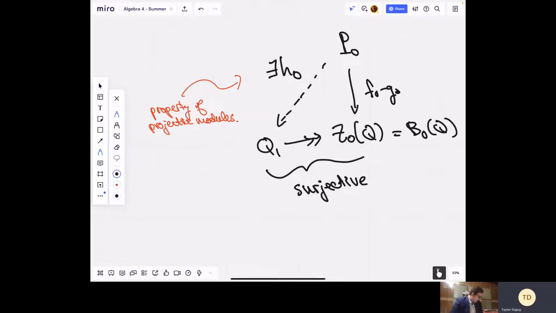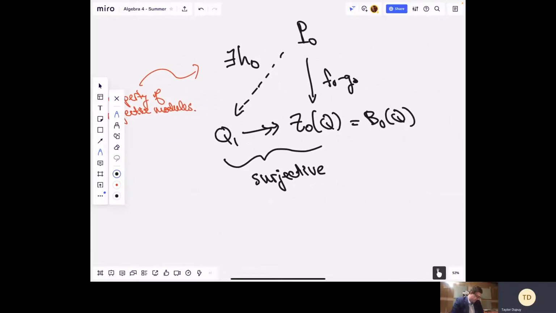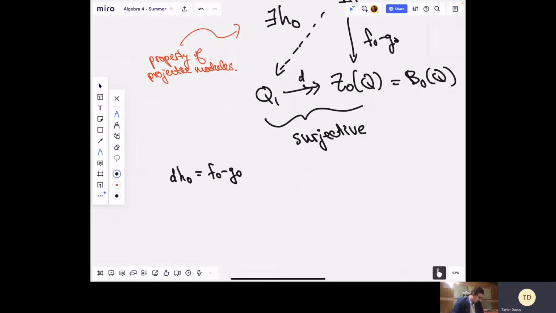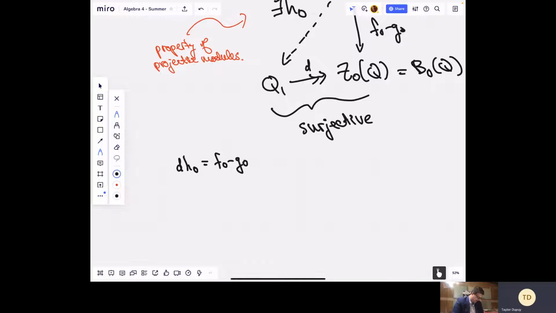And so let's read off what the diagram says. This map here is D, right? So it says that D of H0 is equal to F0 minus G0. But we can also write this out: this is equal to DH0 plus H minus 1 D, by definition.